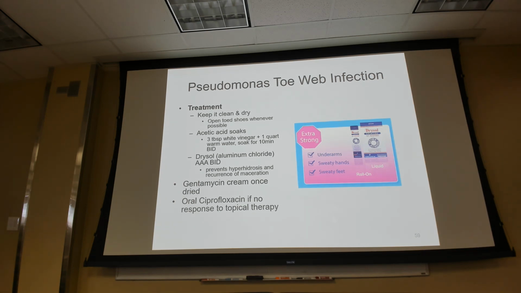Here's acetic acid again, damn. So oftentimes we have to keep it clean, dry. We have to lock it up a little bit there just to let it heal up. Where can we have it? You can see on that chart right there the underarms, sweaty hands, sweaty feet. If we do have to prescribe an antibiotic, again, ciprofloxacin, 750, 500, twice a day, 5 to 10 days.